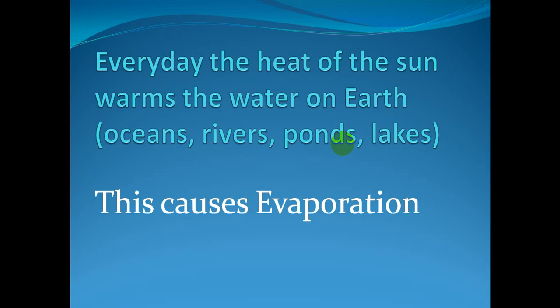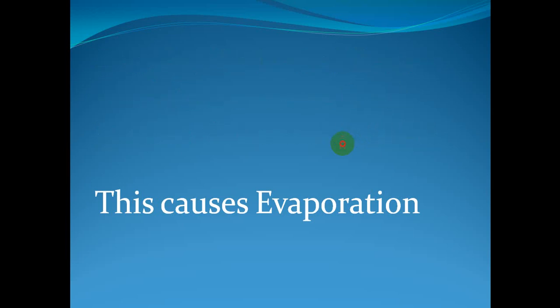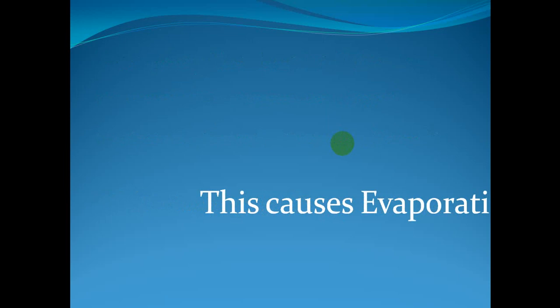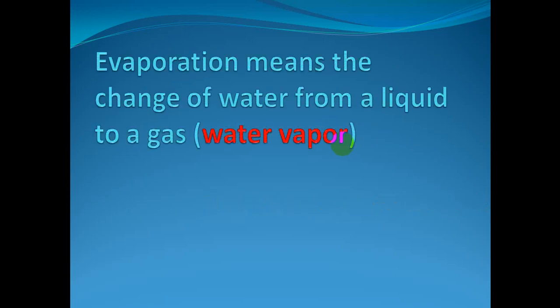Every day the heat of the sun warms the water on earth. This water is found in the shape of oceans, rivers, ponds, lakes, streams, bays, and many other ways. This causes evaporation. But what is the meaning of the word evaporation? Evaporation means the change of water from a liquid to a gas. And we studied before that water, when it's a gas, is called water vapor.